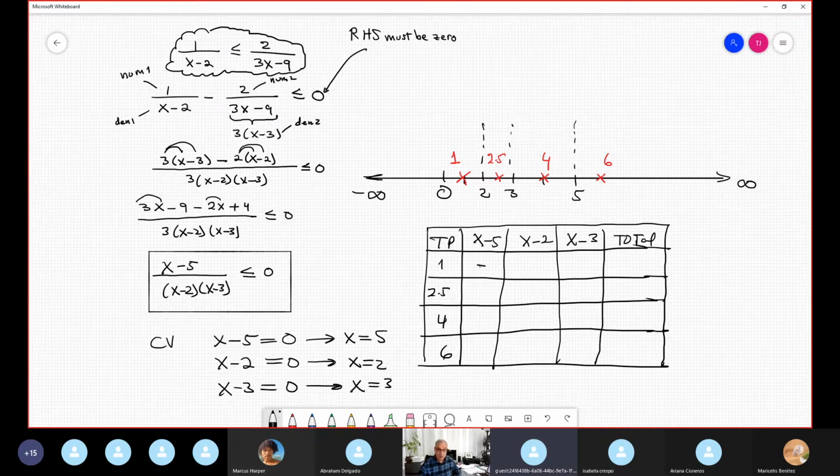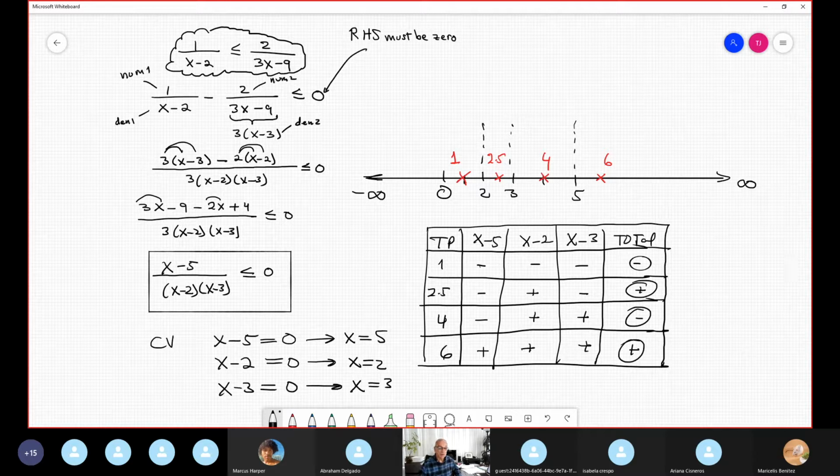Okay, this is negative because 1 minus 5 is negative 4. This is negative also because 1 minus 2 is negative 1. And this is negative also because 1 minus 3 is negative 2. And 3 negatives is negative. 2.5 minus 5 is negative. 2.5 minus 2 is positive. And 2.5 minus 3 is negative. We have 2 negatives is positive. 4 minus 5 is negative. 4 minus 2 is positive. 4 minus 3 is positive. We have only one negative, so negative. 6: positive, positive, and positive. Okay, we have the signs.